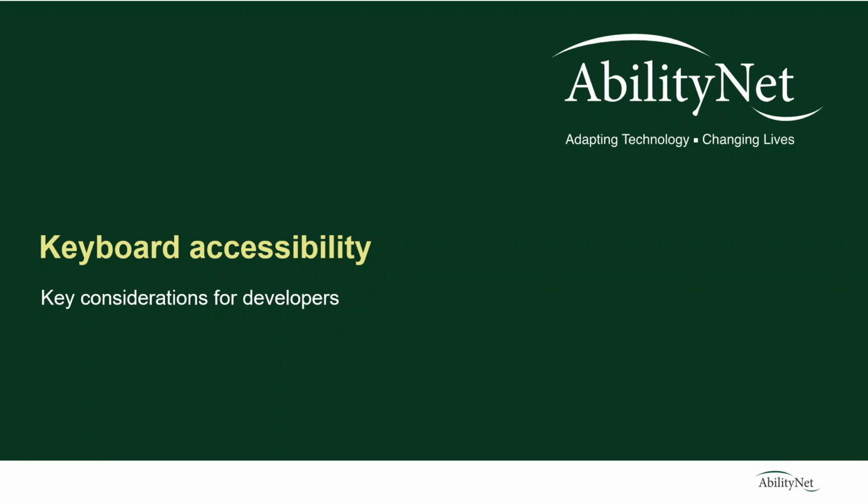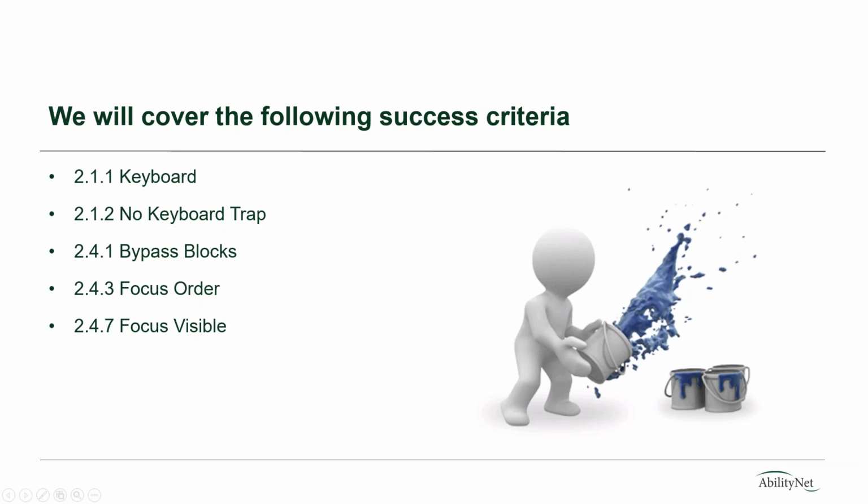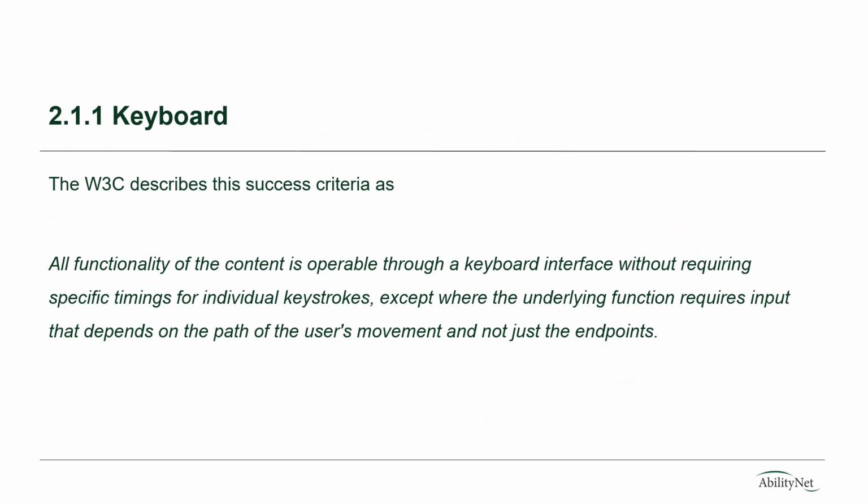Welcome to this webinar on keyboard accessibility, covering key considerations for developers. We're going to cover the following success criteria in this webinar. The first one, 2.1.1, relates to keyboard use and keyboard access to all functionality. This is followed up by not creating a keyboard trap, bypassing blocks, the ability for users to skip past repeated blocks of navigation, the focus order, which is the order in which keyboard users navigate through content on a page, and ensuring there is a visible focus outline.